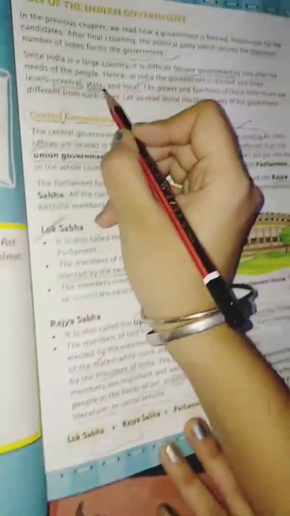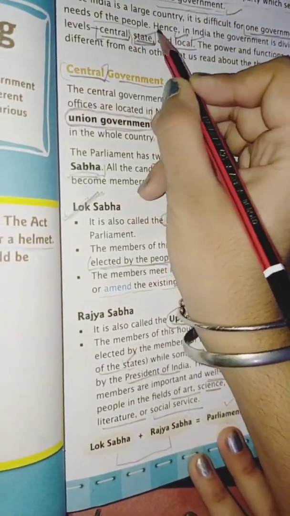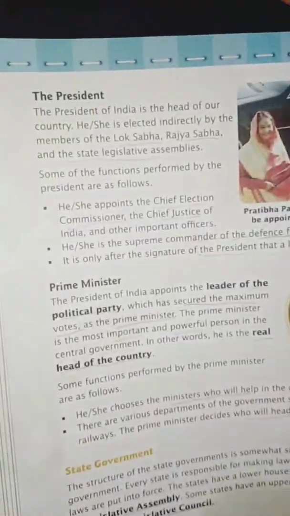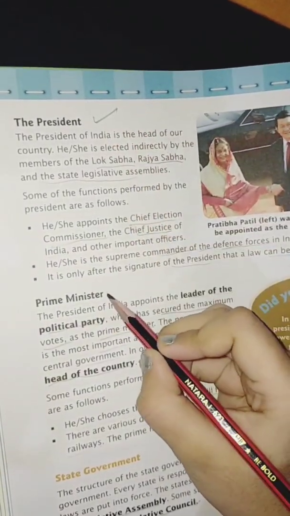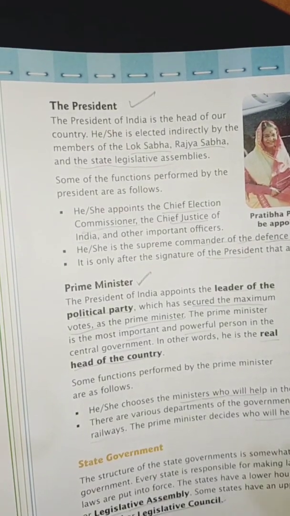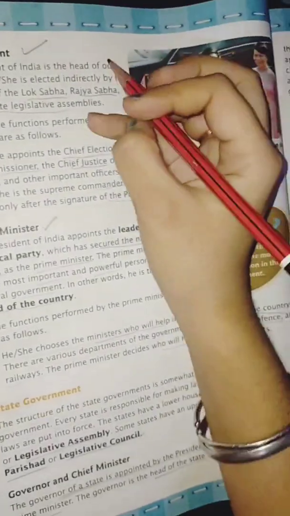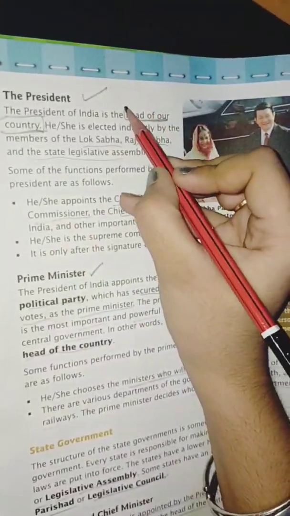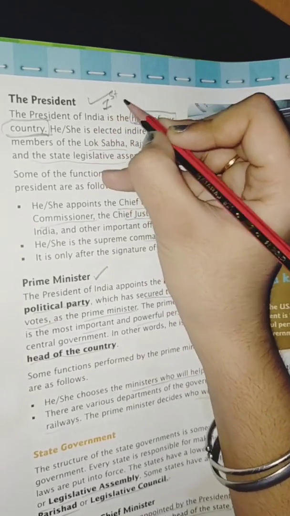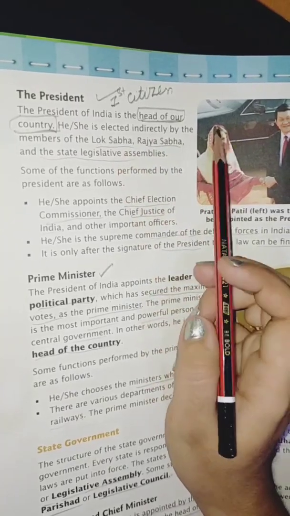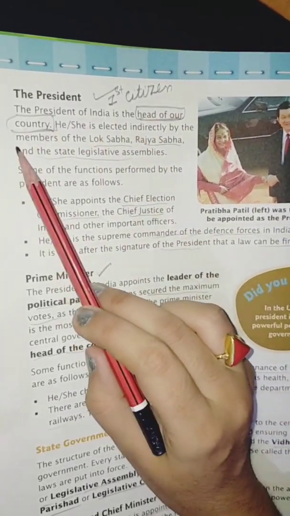Moving further, as we discussed, we are going to discuss the state government and the local government as well. But before that we need to understand the concept of president and prime minister, because these two persons are included in the central government. So the president is considered as the head of the country or the first citizen of the country. Who is the first citizen of the country? The president.